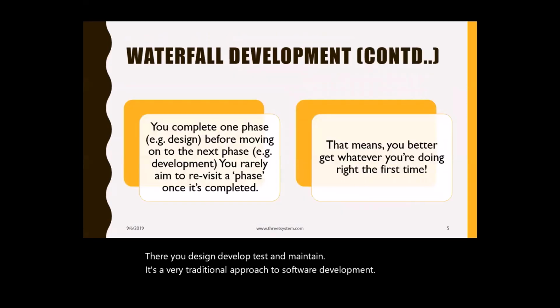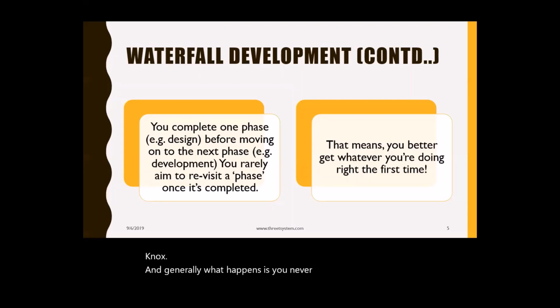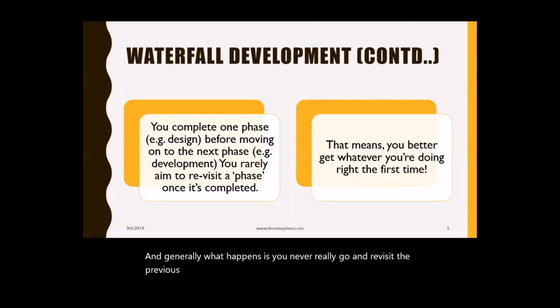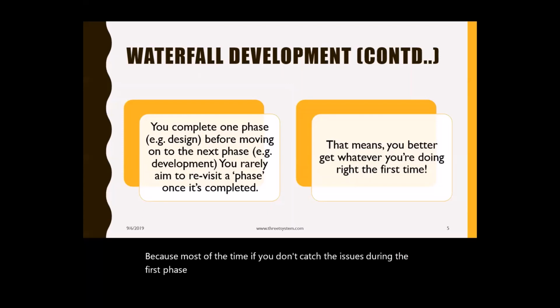Here, you're going to complete one phase before you move on to the next. And generally what happens is you never really go and revisit the previous phase. Once it's completed, you're done. Which means whatever you have to do, it better have been perfect. Because most of the time, if you don't catch the issues during the first phase, then you're not going to catch it until the end of the project.